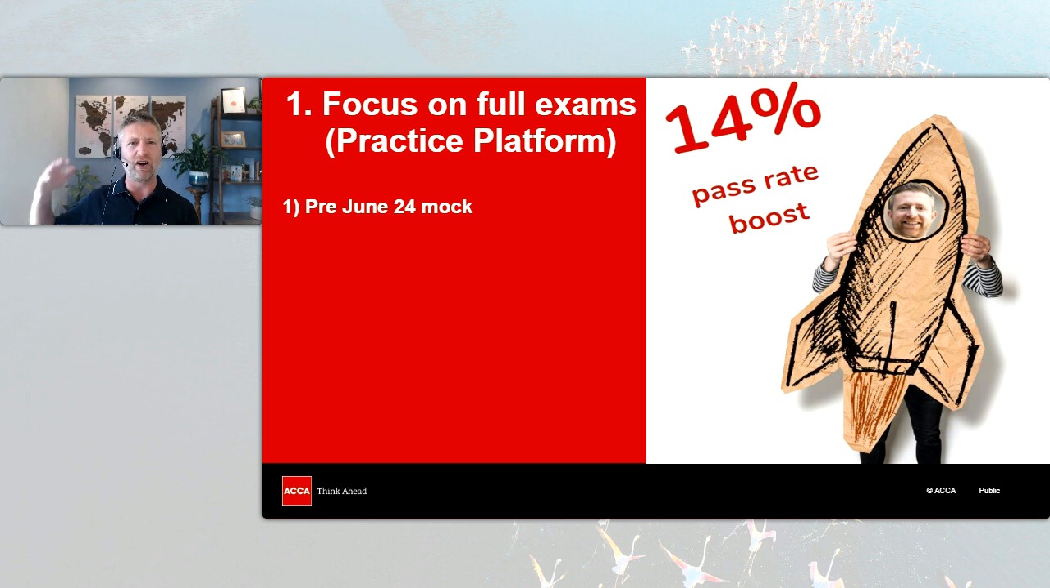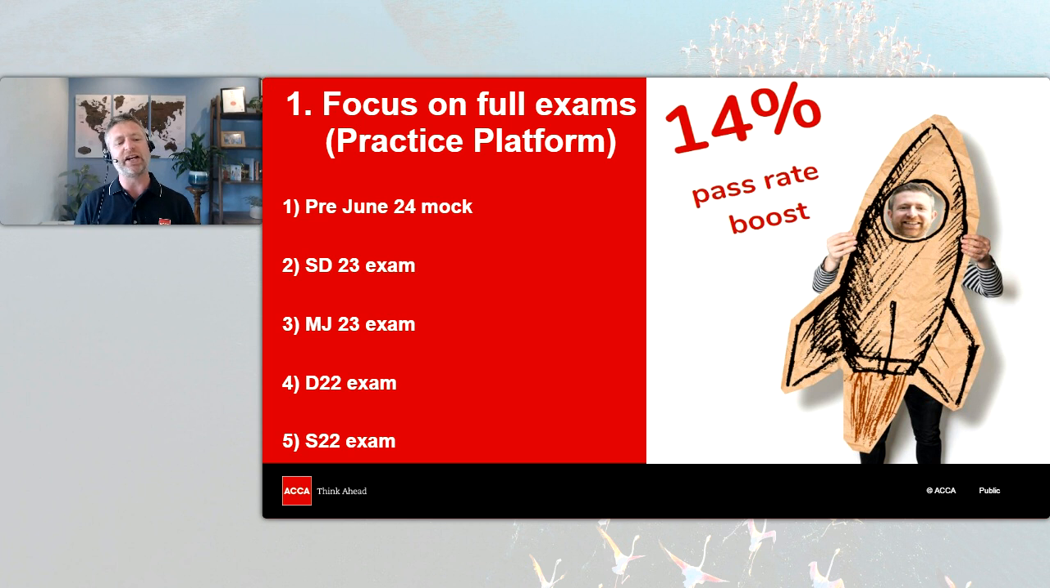So if you are a resitter for AAA and you did the pre-March 24 mock, or you did the pre-December 23 mock, those weren't questions from the examining team. These questions are. So they are absolutely the examiner's latest style because they've come from the examining team. So they're brilliant, right? And they're really, really worth doing as part of your exam practice. So definitely do the pre-June 24 mock.